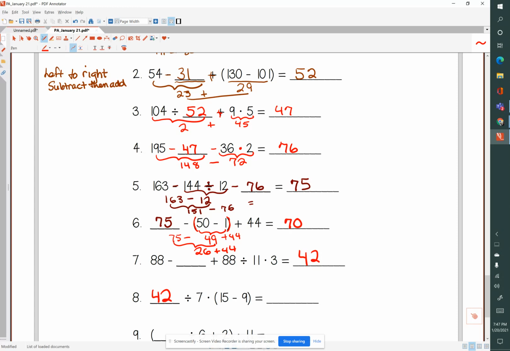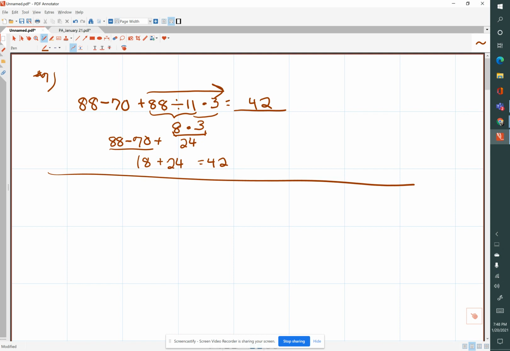Okay, number 8. Let's change our color. Number 8. And we have, looks like 42 divided by 7 times the quantity of 15 minus 9 equals what? So I've got 42 divided by 7 multiplied by a quantity, grouping symbols first. 15 minus 9 is 6.